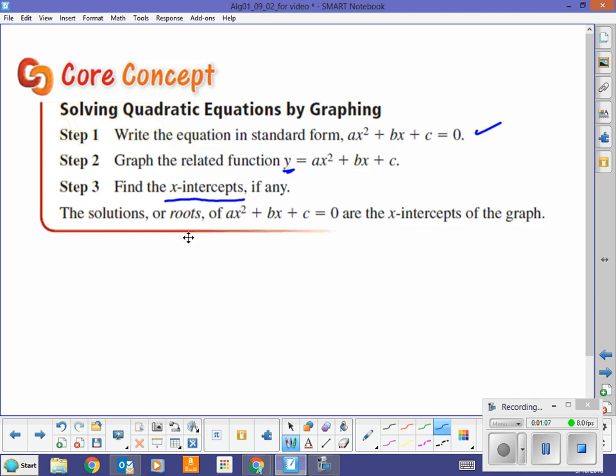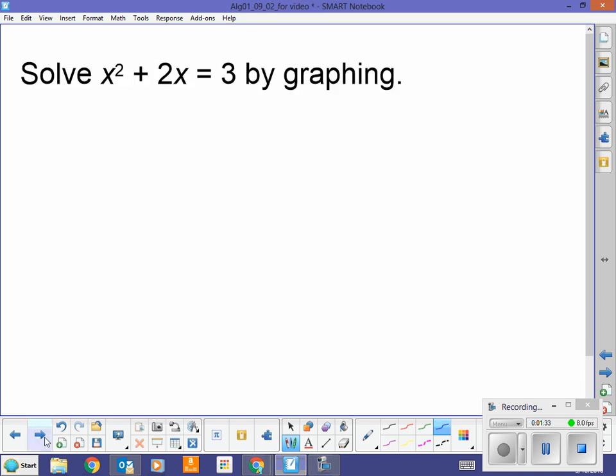A vocabulary word here: roots. Roots equals x-intercepts. We talk about x-intercepts when we're talking about the graph. We use roots when we talk about the equation. And I think we use the word zeros when we're talking about the function. All meaning the same thing.